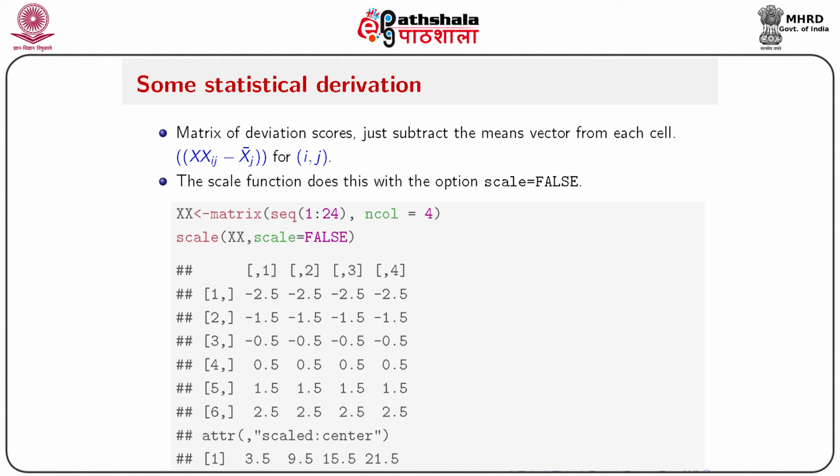Suppose double x is a matrix of 4 by 4 order, and you pass that matrix within scale, and in the argument write scale equals FALSE. Normally scale standardizes the data, but if you specify scale equals FALSE, it will subtract the mean but won't divide by the standard deviation. That way you get what you are looking for. So this way we can get the matrix deviation scores by setting scale equals FALSE in the scale function.